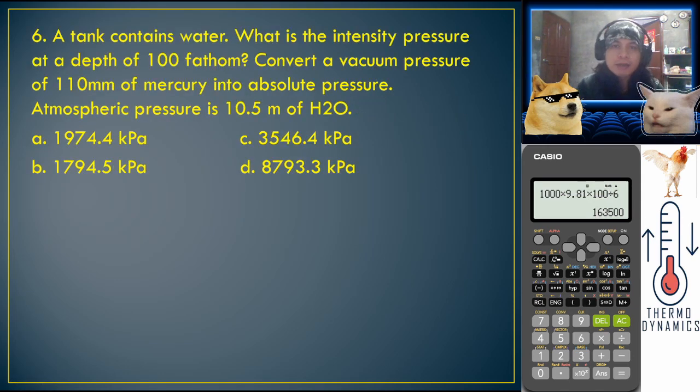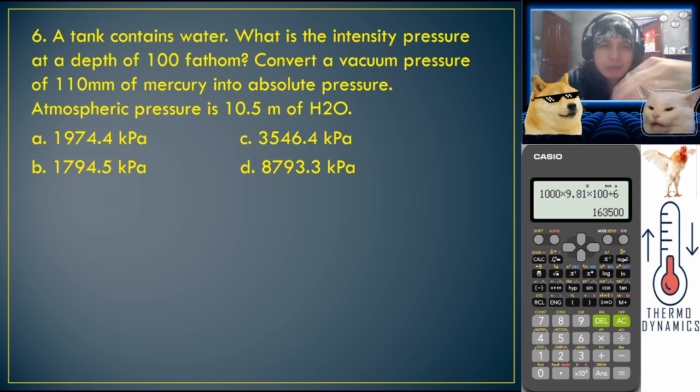Alright. So, a tank contains water. What is the intensity pressure at a depth of 100 fathom? Convert a vacuum pressure of 110 millimeters of mercury into absolute pressure. Atmospheric pressure is 10.5 meters of water. Okay. So, hinahanap dito is the intensity pressure at a depth of 100 fathom. So, ano kaya yung pressure na yon? Is it absolute pressure or gauge pressure? Ang given kasi natin dito is a tank, di ba, na may tubig daw. So, pag sinabing intensity pressure, it's more on gauge pressure.